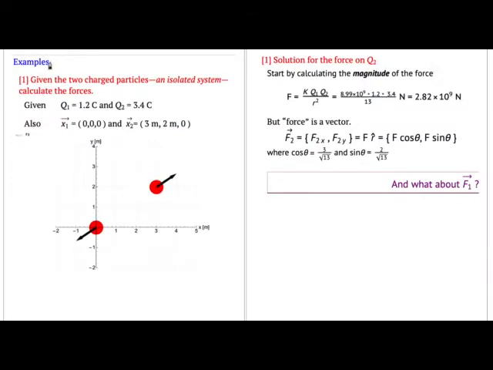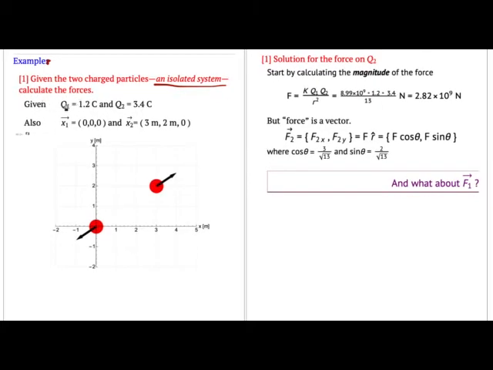Now let's work out an example. I think there's only one example. Given two charged particles, an isolated system. So in other words, these are the only two objects that are interacting. Call that an isolated system. Calculate the forces. Now, we have to know the value of the charges. So let's say Q1 is 1.2 coulombs, Q2 is 3.4 coulombs.